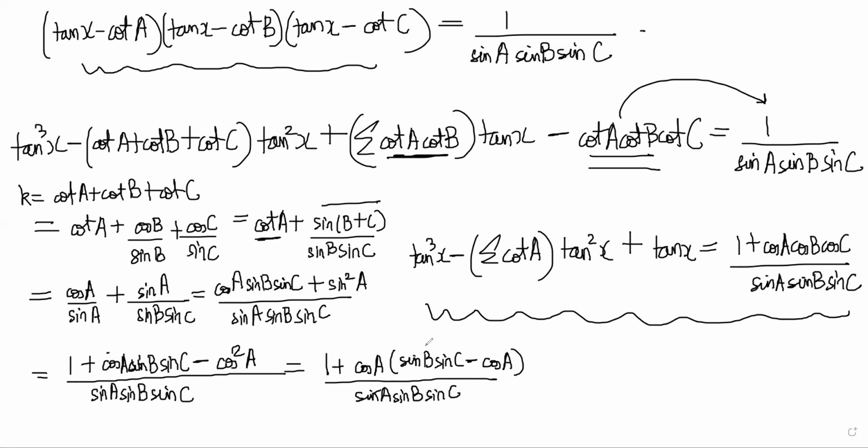Now, what is this term, this thing inside the bracket? If you think about it, in a triangle, cos A is equal to negative of cos of B plus C.